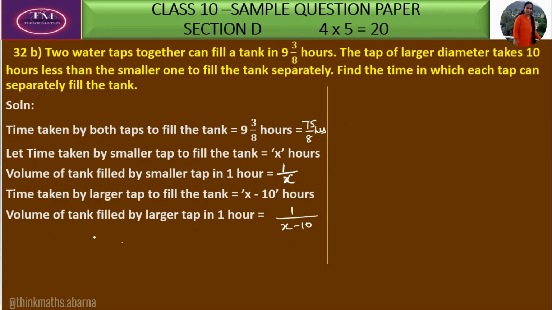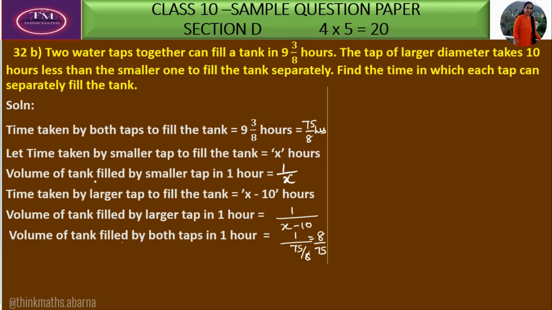Okay. Now we have to find out the volume of tank filled by both the taps in 1 hour. It is given that the time taken by both the taps is 75 by 8 hours. So in 1 hour how much will be filled? In total time we have 75 by 8. So in 1 hour it is nothing but 1 divided by 75 by 8, and when 75 by 8 goes to the numerator it will be inverted. So it will be 8 divided by 75.